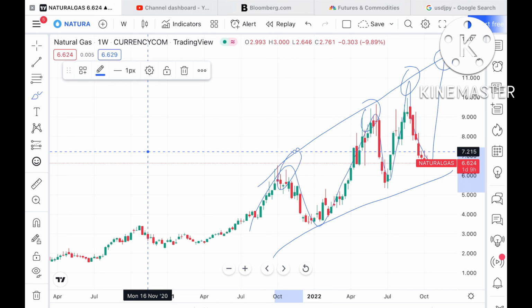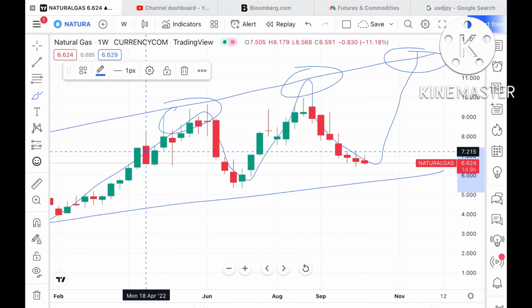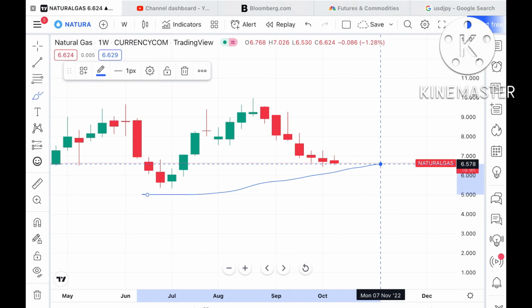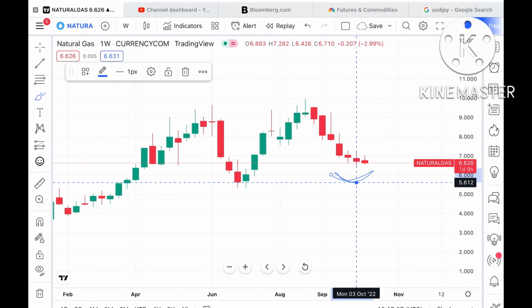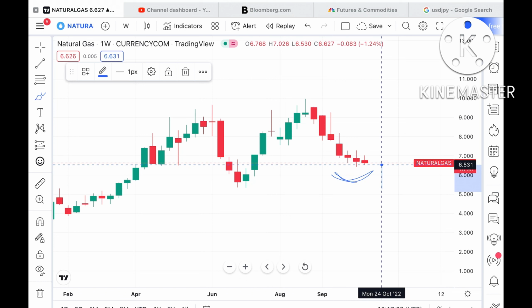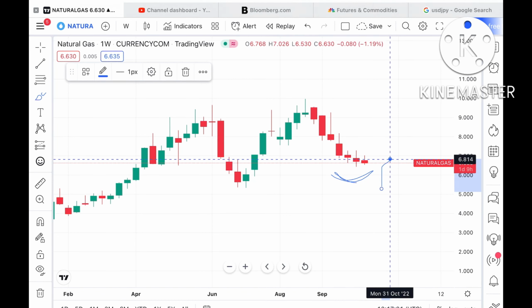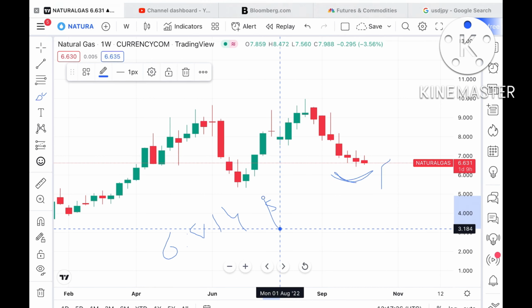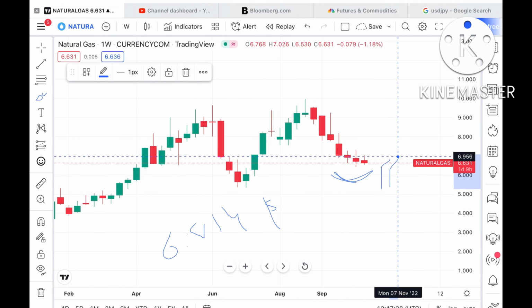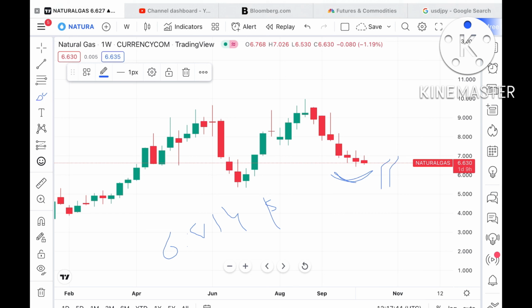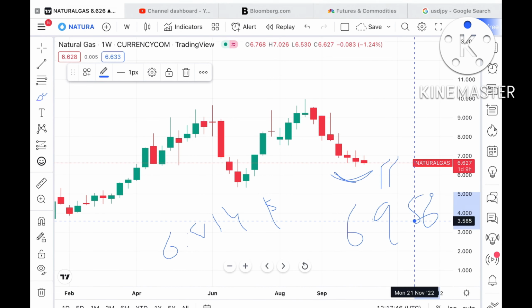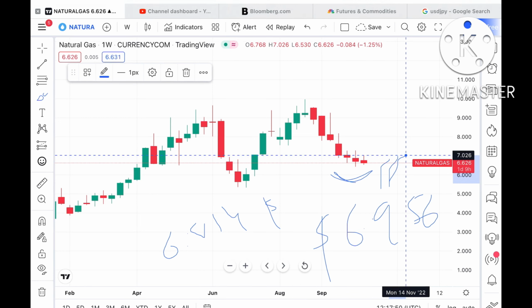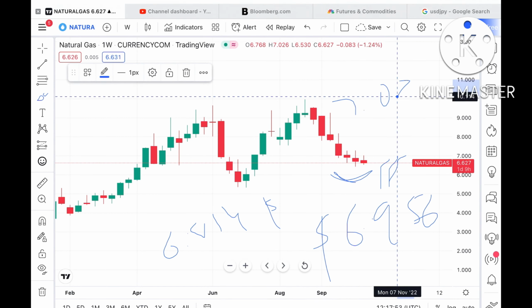Now looking at this chart for the next week, suppose this level sustains, or if this level goes, a swing is forming at this level. If this level sustains, then there is a higher probability that it can go further upside towards a level of $6.814. If it goes further upside, then it can touch a level of $6.9556. And once it sustains above that level, then we can see a level of $7.026.